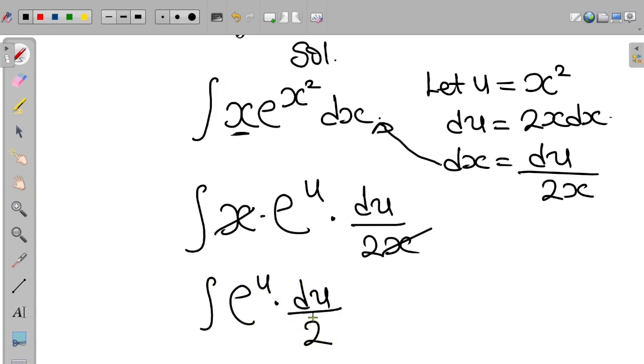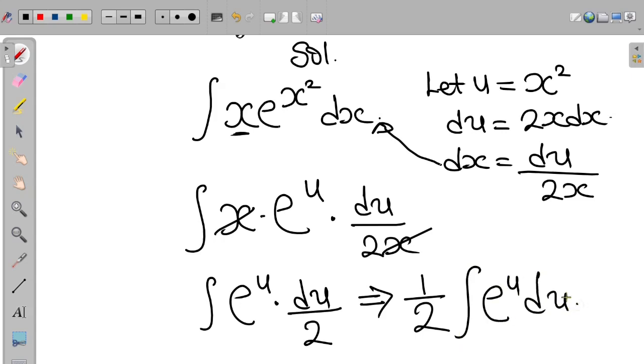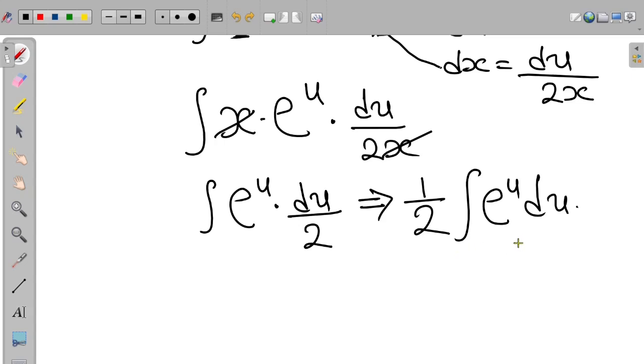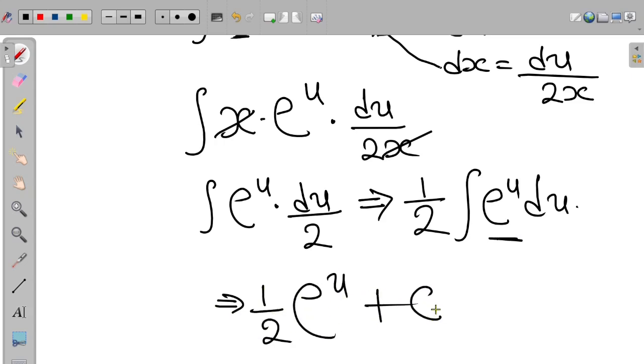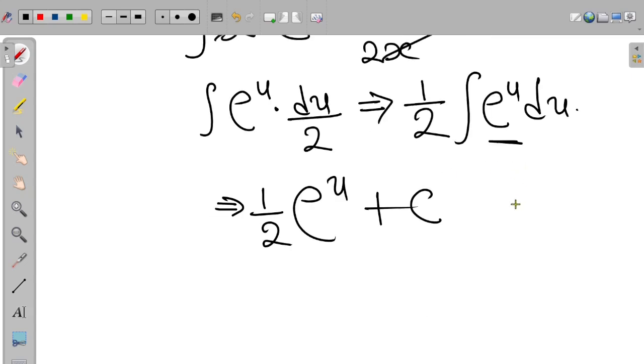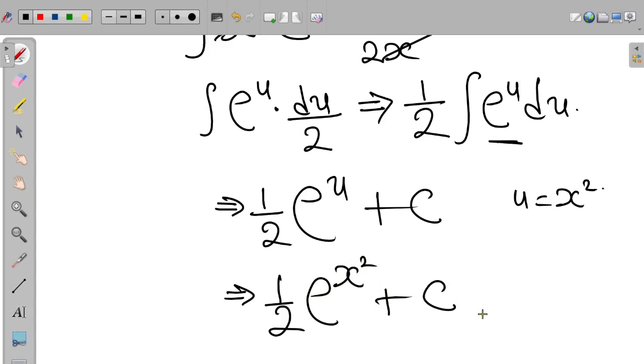Now, since 2 is a constant, this can be expressed as 1 divided by 2 times the integral of e to the power of u du. So at this point, we can now integrate this function. If we do that, this becomes 1 divided by 2 e to the power of u plus c. But recall that u is equal to x squared. So we have that this is 1 divided by 2 e to the power of x squared plus c.